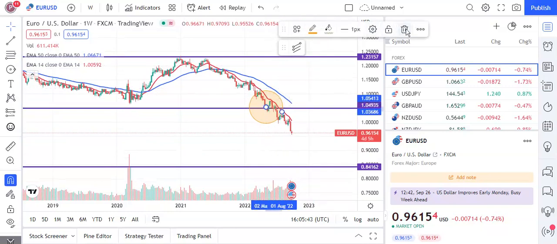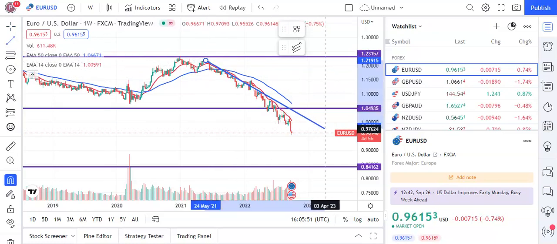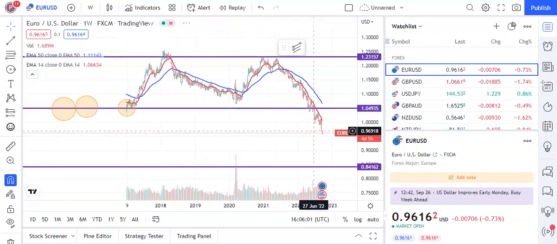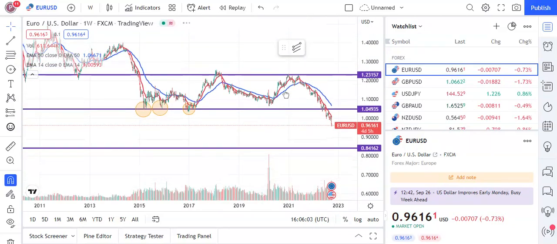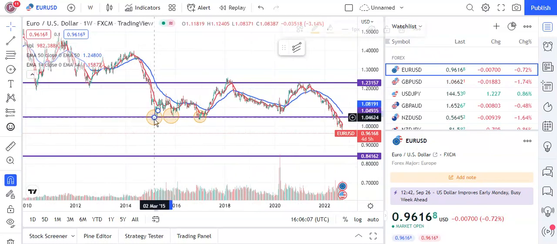Let me take this out. The answer is yes. As you can see, here is another downtrend. It's my trend line tool pointing down, showing me that there's a downtrend there at the weekly time frame Euro USD. So I've been able to identify a downtrend. And as you can see again, let me take this out.